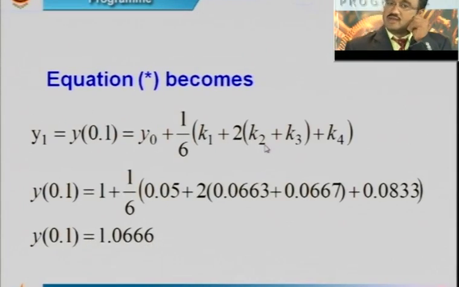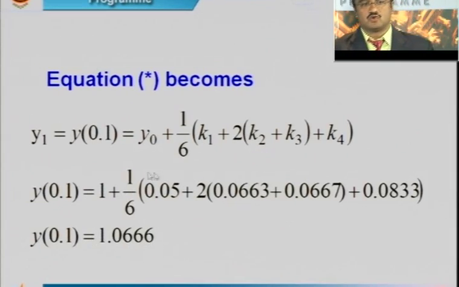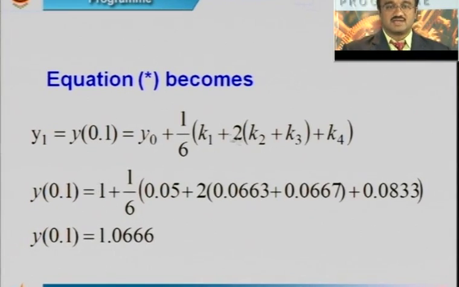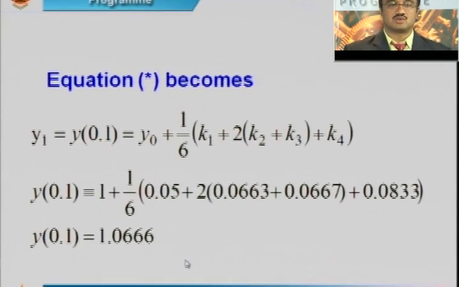Now take all the values of K1, K2, K3 and K4 and substitute them in the given equation for y1, which is y of 0.1. This is the formula: y0 plus 1 by 6 times (K1 plus 2 times K2 plus 2 times K3 plus K4). Now substitute all the terms obtained in the previous case, K1, K2, K3. We get the value of y of 0.1, that is 1.0666. This is the corresponding value of y at the point x equal to 0.1.